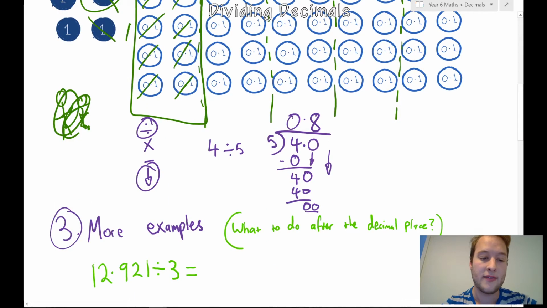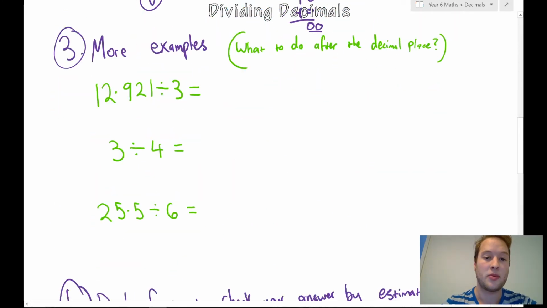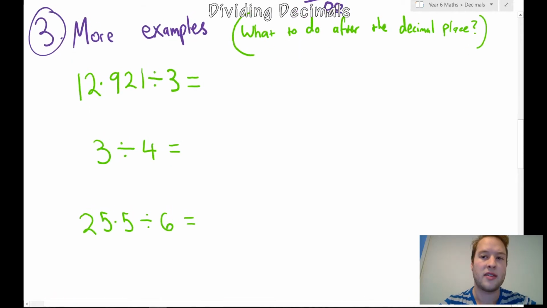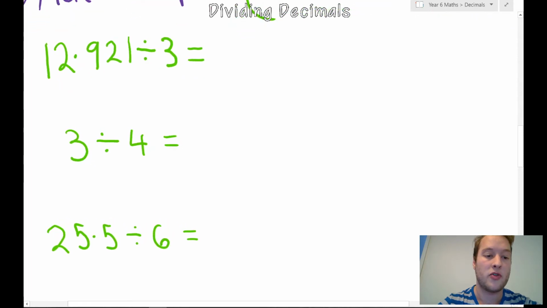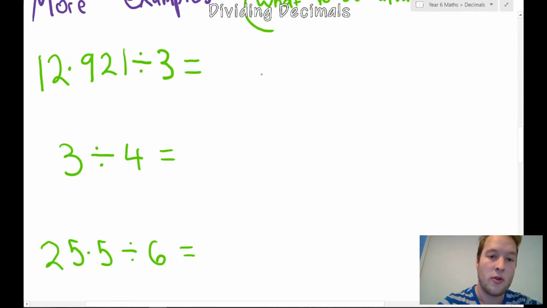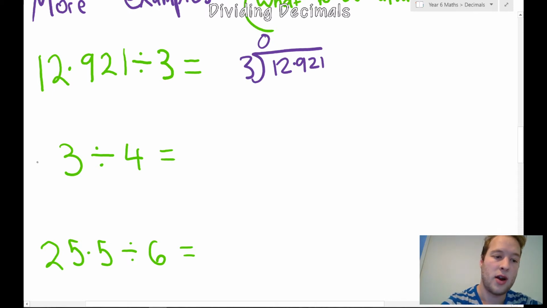Lovely, lovely, lovely. Let's have some more examples. A lot of these questions are going to be, what do we do if we have numbers after the decimal place? So I'm going to try and do all 3 of these in the same thing. So we've got 3 divided by 12.921. So 3 into 1 goes in 0 times. Yeah. I'll just quickly write these symbols here so I don't forget. It's really important to have that if you don't know the order. Yeah, so my arrow, it's obviously a bit wonky, but that's okay.